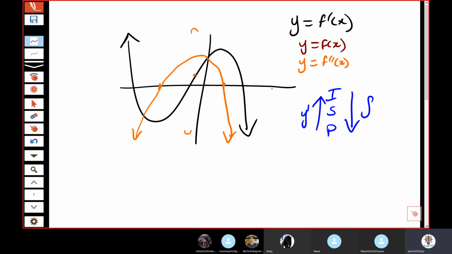Intercepts become stationary. Stationary points become points of inflection. So somewhere within these stationary points, there should be a point of inflection, which makes sense because I have to connect this stationary point to this stationary point, or this stationary point to this stationary point. So we kind of get that, and I think I'm just going to get started.